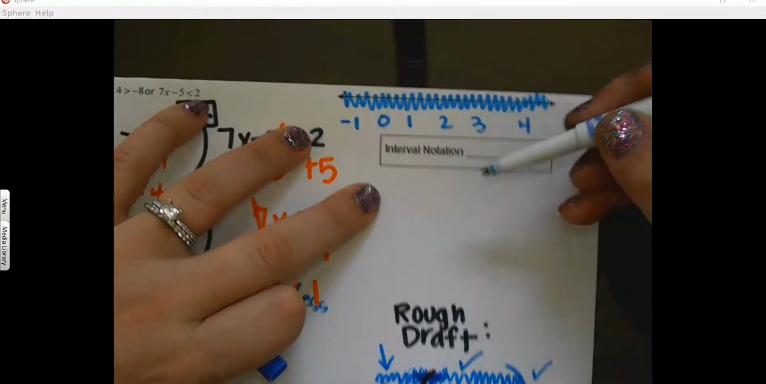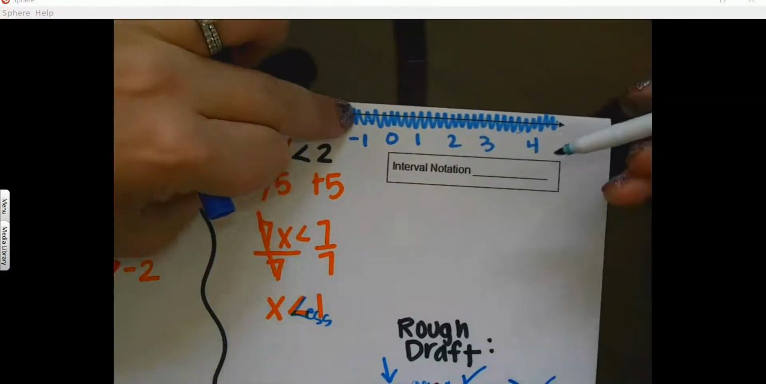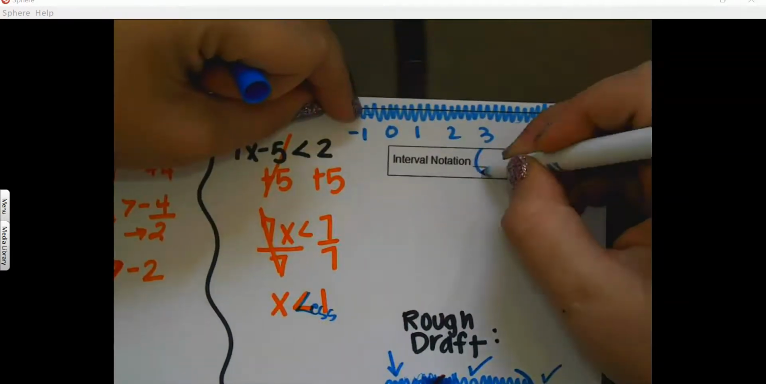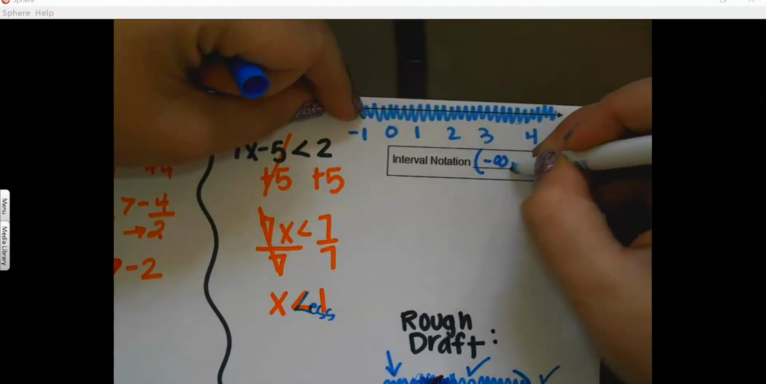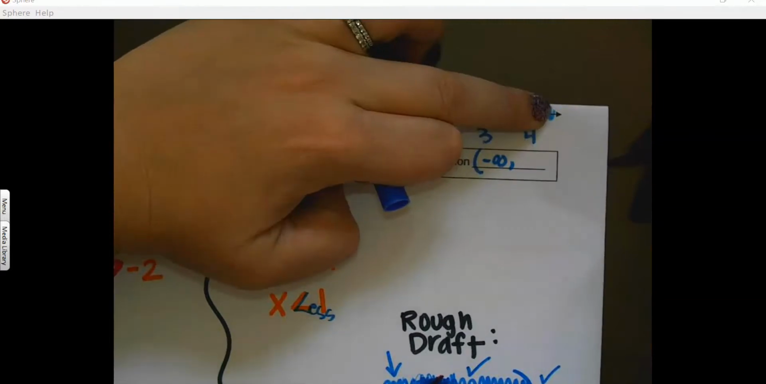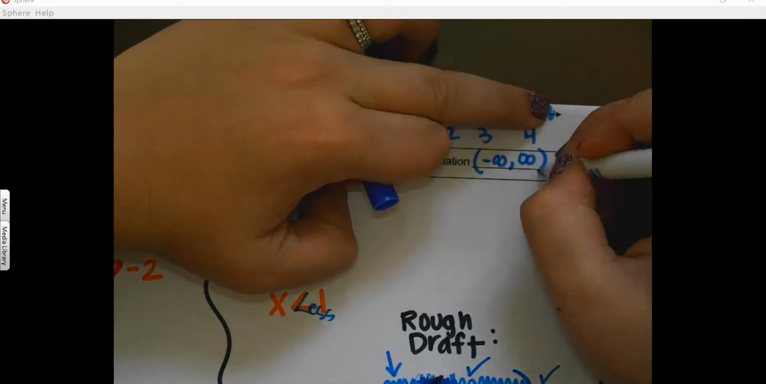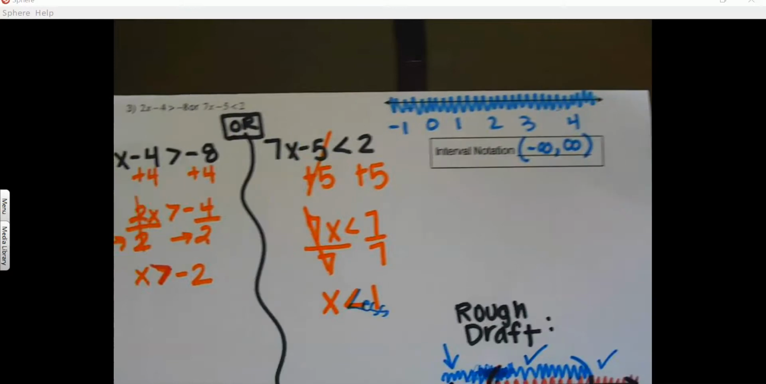So my interval notation, if we go from the left to the right, would be -infinity, comma, and then it's going infinitely on the positive side as well. So that would be our solution.